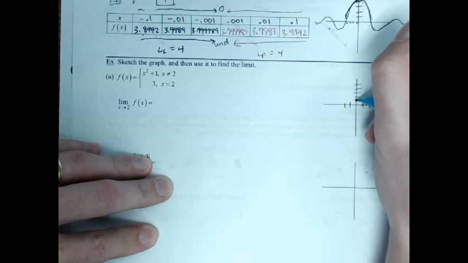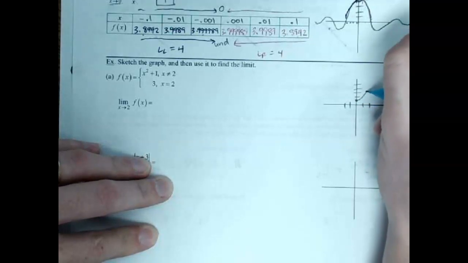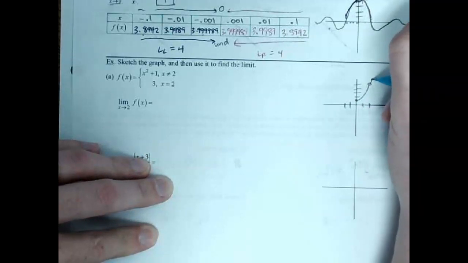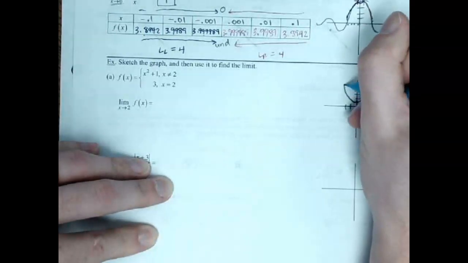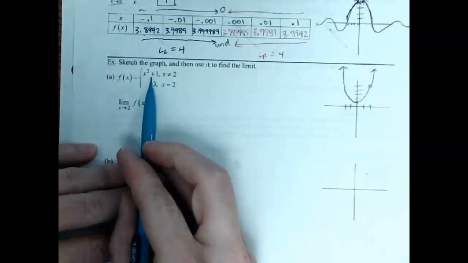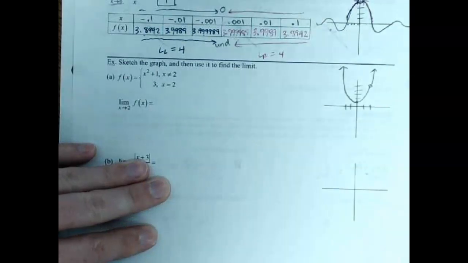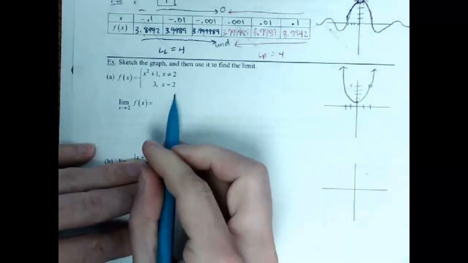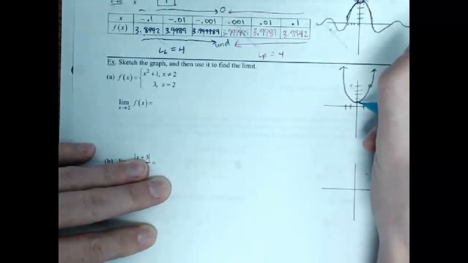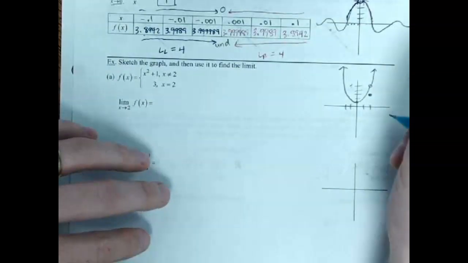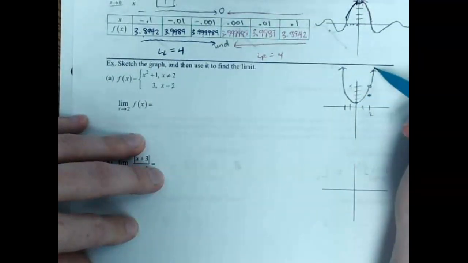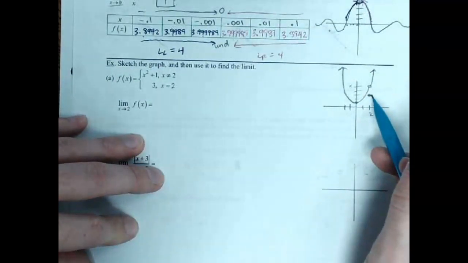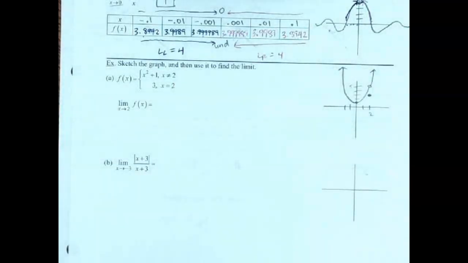Let's see, so it looks something like this. If you plug in 2 squared plus 1, that would be 5. So that's where the hole is going to end up being, at 5. But it says when x is 2, the point is actually at 3. So this graph looks something like this, right? It's mostly the parabola, except at that one spot where x equals 2, the value is 3.